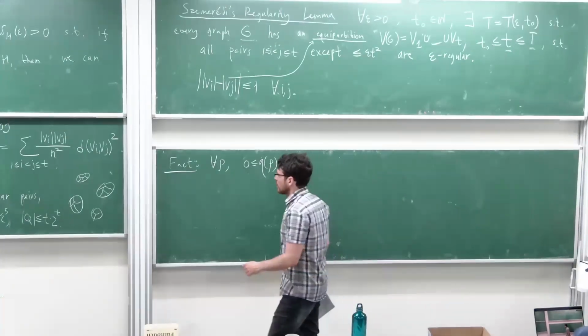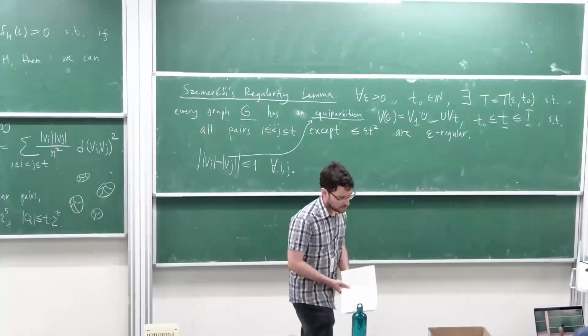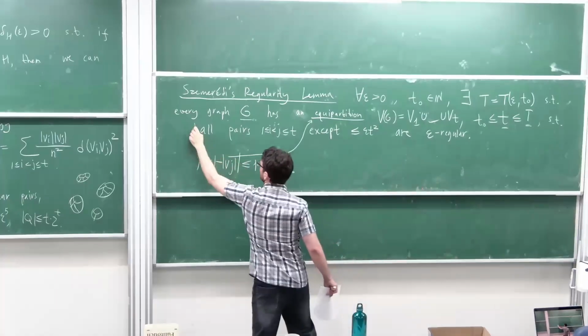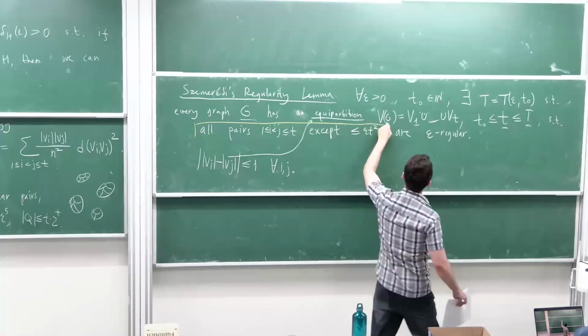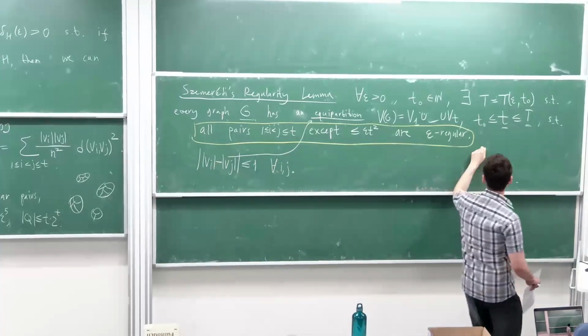Okay, so now, before I continue, let me just say that a partition like this, with these properties, is called an epsilon regular partition.